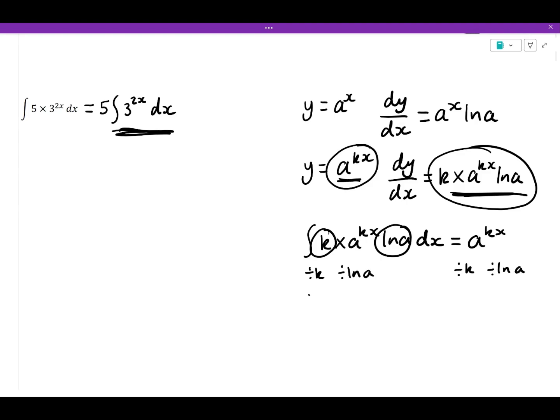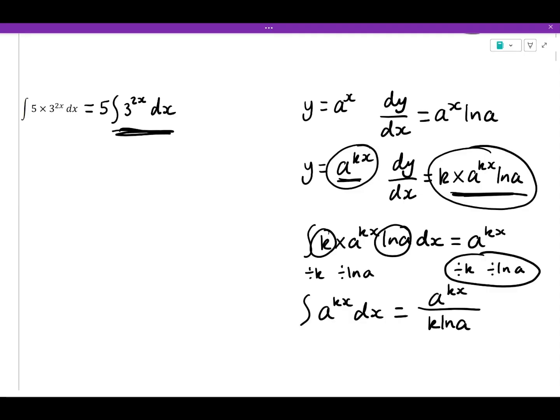So in my integral, the k and the ln a are cancelled out and we're left with the integral of a to the power of kx with respect to x is equal to a to the power of kx divided by both bits. They multiply together in our denominator, so we have k ln a like that. And of course, you'd have your plus c.